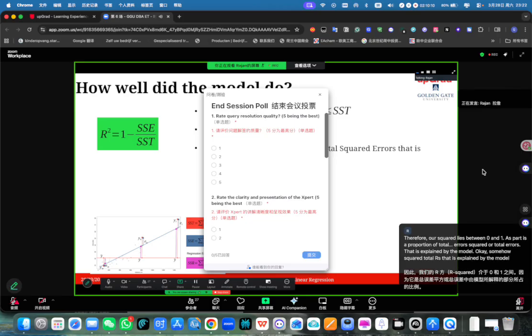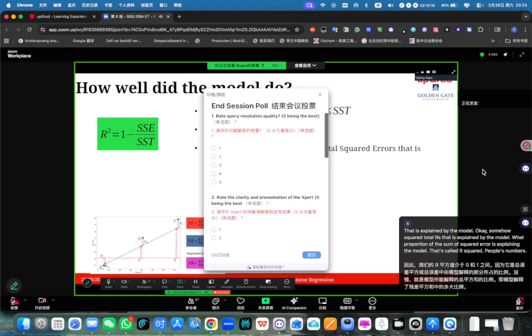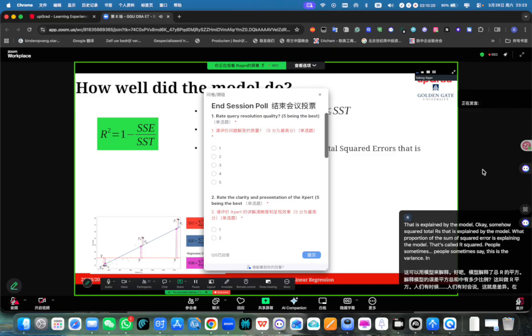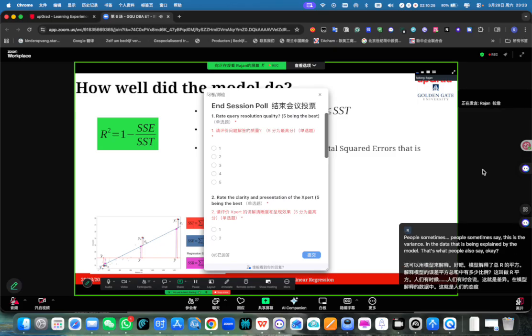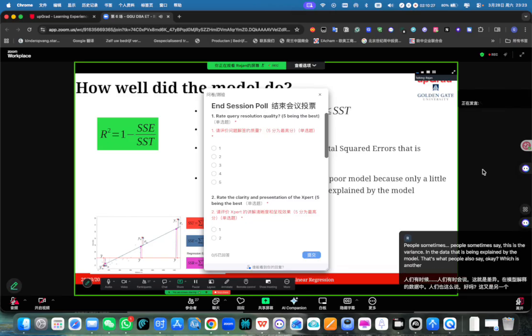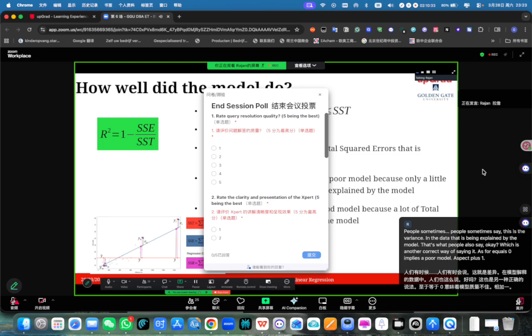What proportion of the sum of squared total errors is explained by the model? That's called R squared. People sometimes say this is the variance in the data that is being explained by the model. That's what people also say, which is another correct way of saying it. R squared close to 0 implies a poor model. R squared close to 1 implies a decent or good model.